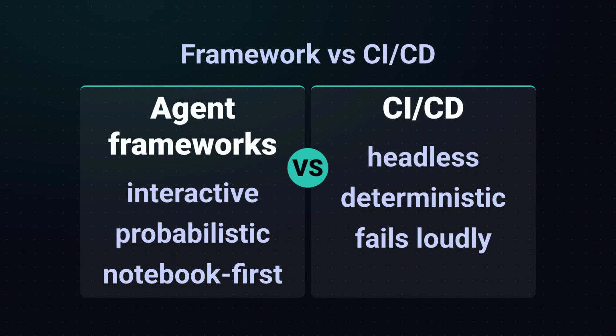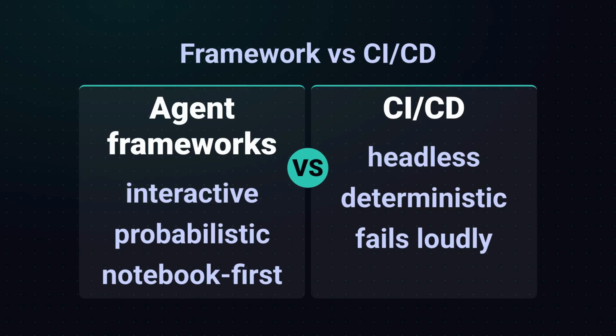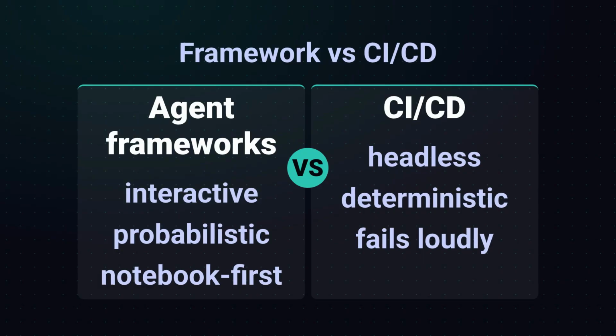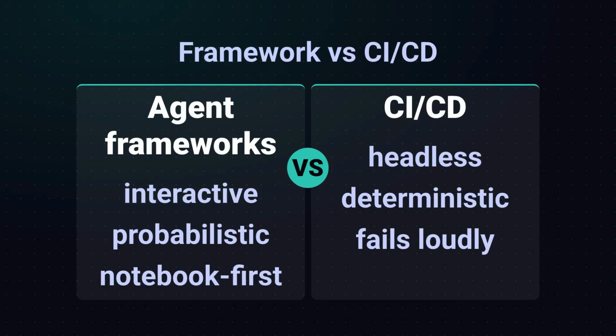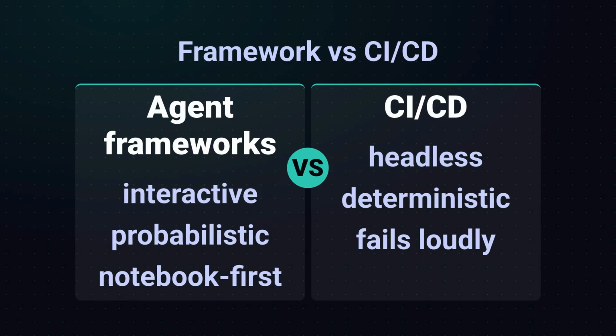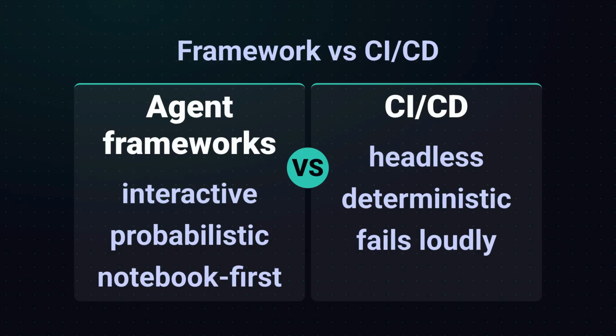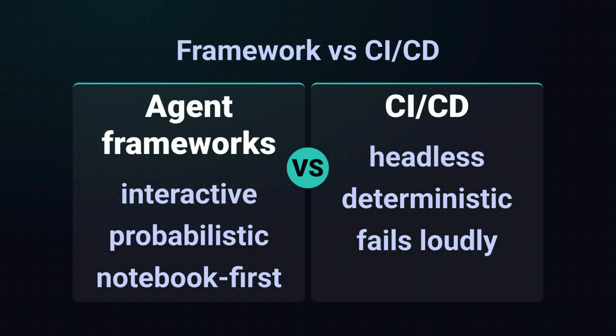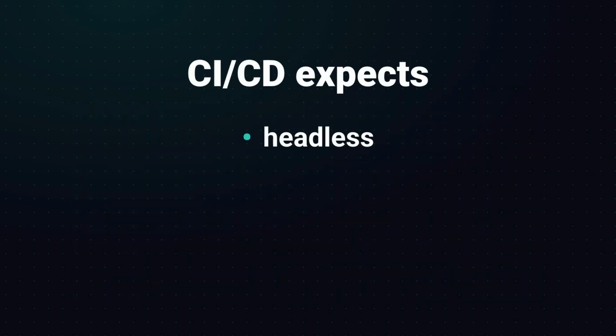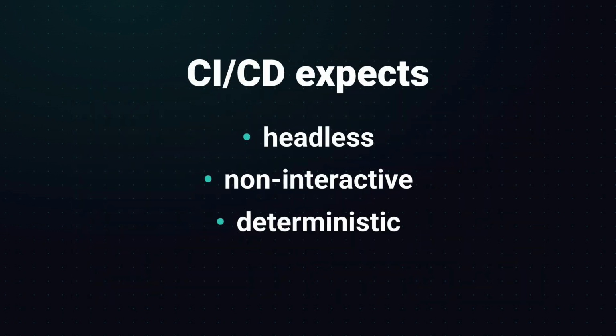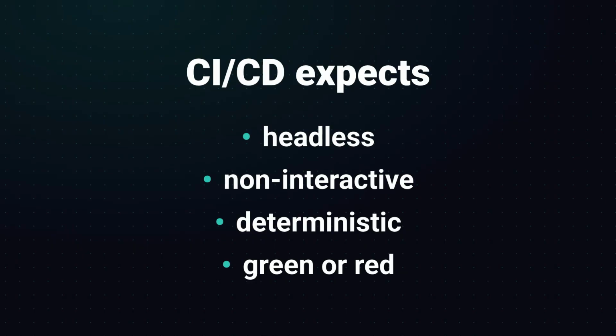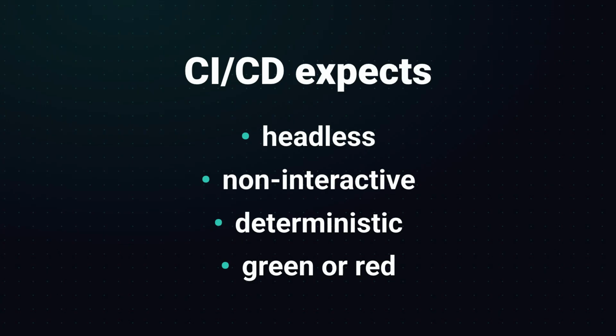Here's the core problem nobody warns you about. Agent frameworks are built for interactive exploration. A developer in a notebook, watching output stream, retrying prompts by hand. CI/CD is the opposite universe. It's headless, non-interactive, deterministic, and it fails loudly when something takes too long or costs too much. When you try to bolt an inherently probabilistic agent onto a system that expects a green check or a red X, the seams start showing immediately.